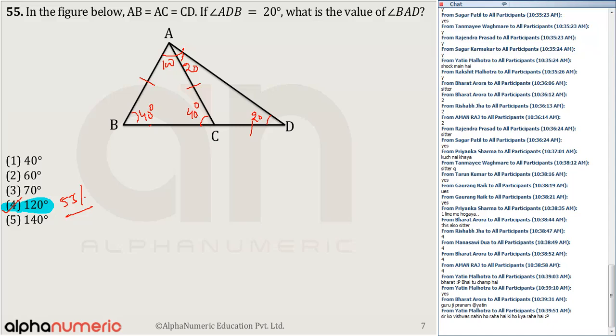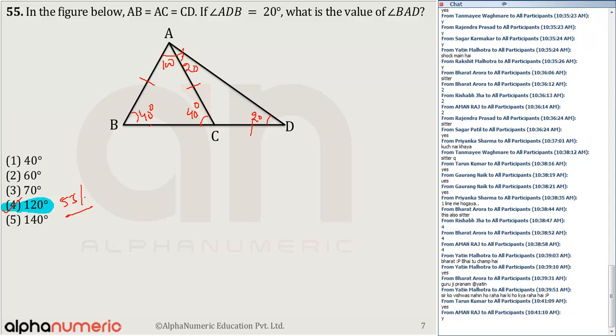It's very, very important to analyze your performance. If you have left, why did you leave this question? If you have got it wrong, why did you get it wrong? Unless you analyze yourself, your score is not going to improve. Chale aage. Should I move ahead?